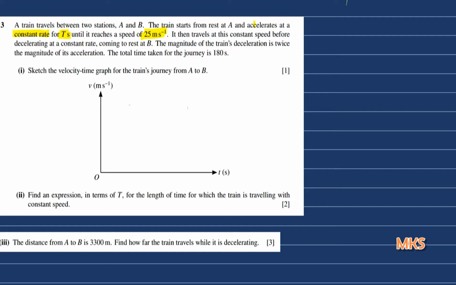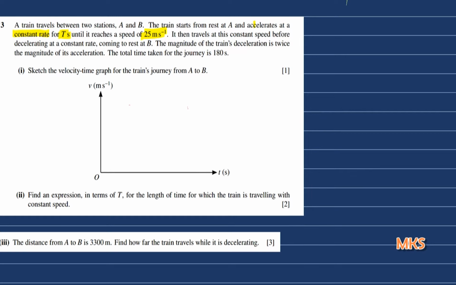It then travels at a constant speed before decelerating at a constant rate, coming to rest at B. The magnitude of the train's deceleration is twice the magnitude of acceleration. The total time taken for the journey is 180 seconds. Sketch the velocity time graph for the train's journey from A to B.